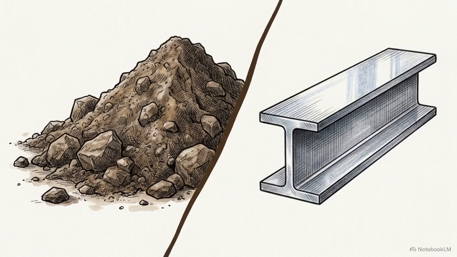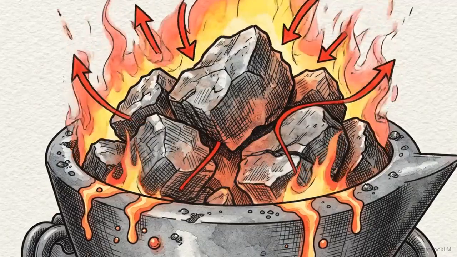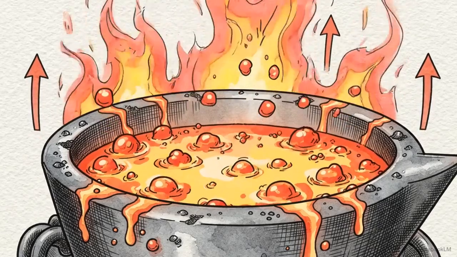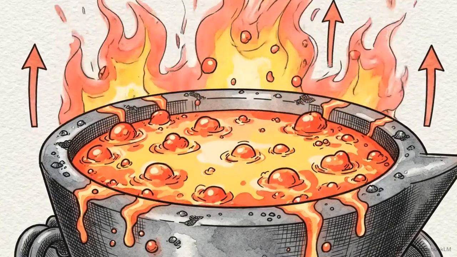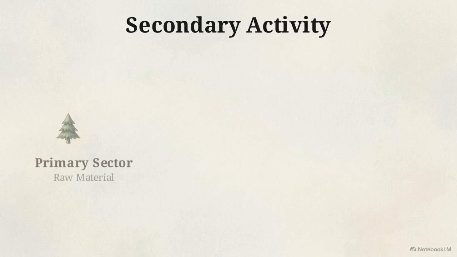Earth gives us raw materials, but rarely in a form we can actually use. To turn dirt and rock into the beams holding up your roof, you have to subject those natural resources to extreme heat and heavy machinery. This transformation is known as a secondary activity.